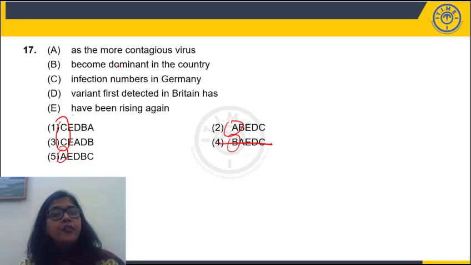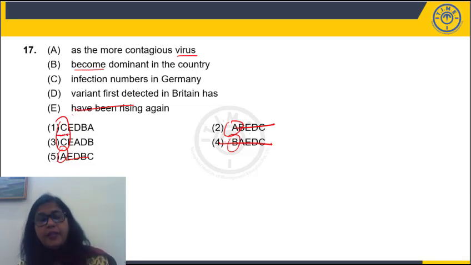Yes, A. So if you have A, B, as the more contagious virus become dominant, we need not read it, grammatically wrong. AE, as the more contagious virus have been, again, see, virus then becomes a singular subject. Yes, so become is a plural verb. When you add an S to a verb, it becomes singular. Here this is a plural verb. Have been, plural verb. So again ruled out. So we are sure that we are starting with C, and we are sure that CE form a pair, right?